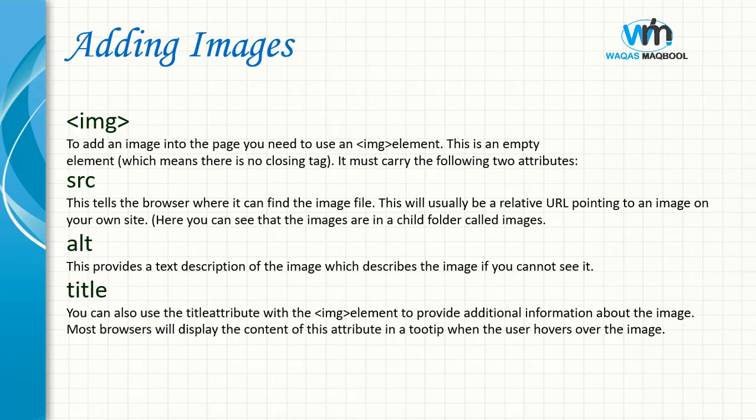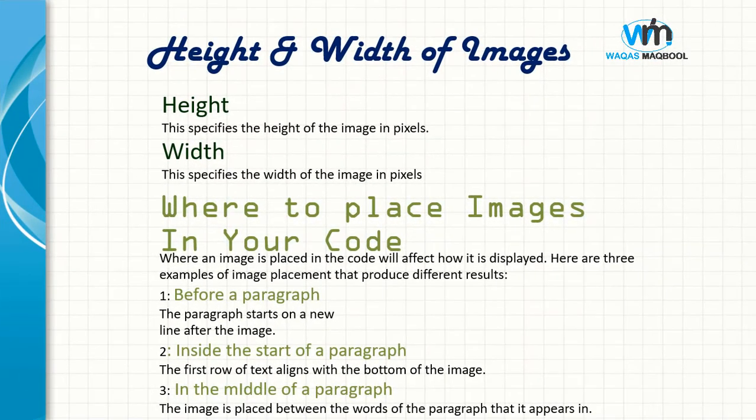And the second is the alt. The alt provides a description of the image, so if you can't see the image, you can read the description. And the third one is the title. You can also use the title attribute with the img element to provide additional information about the image. Most browsers display the content of the attribute in a tooltip when you hover over the image. And then there is the height and width of the image. You can specify the height of the image in pixels and the width in pixels.